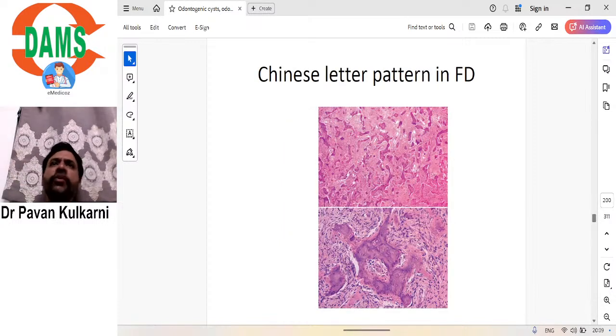This is the histopathology of fibrous dysplasia, where you can see the Chinese letter pattern. What do you mean by Chinese letter pattern? The bony trabeculae are very small, C-shaped bony trabeculae. That is called the Chinese letter pattern.